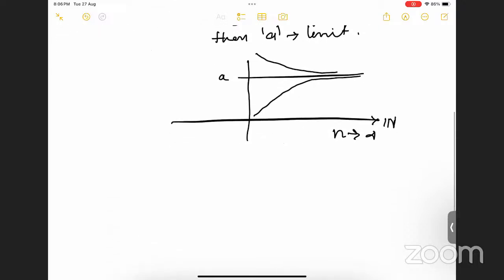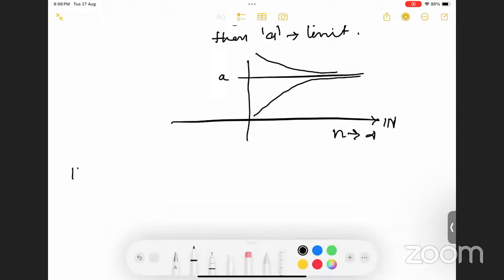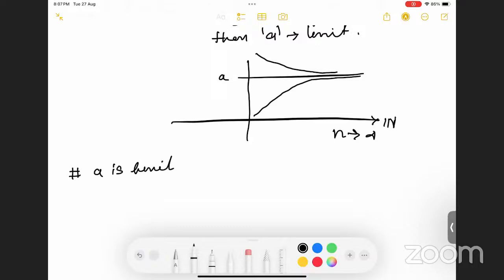So for a sequence, if a finite limit exists, if a is finite, then the sequence is called a convergent sequence, right? Then a_n is a convergent sequence. Otherwise, we call a_n a divergent sequence, right?